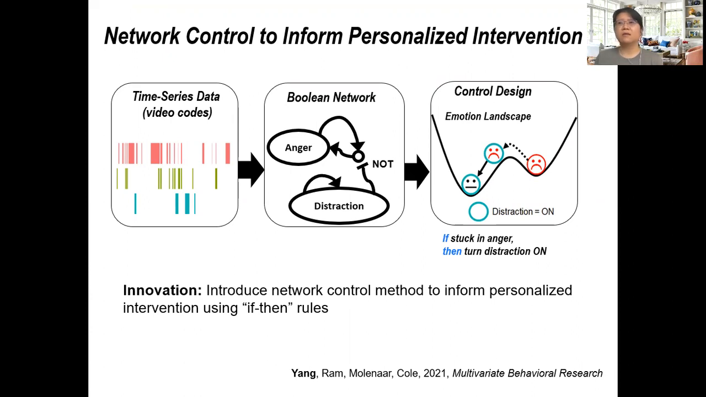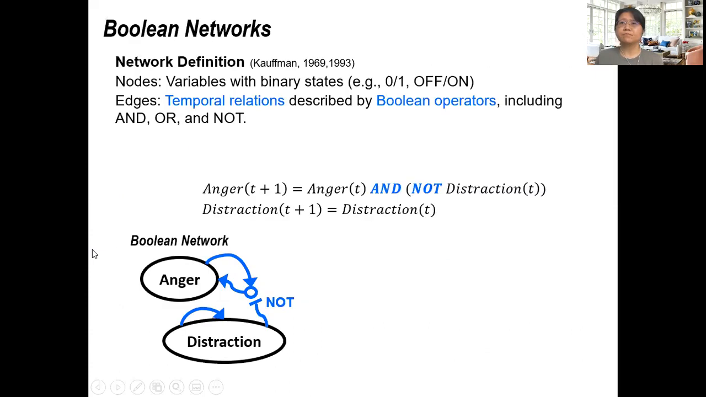neutral state. The innovation of this line of work is to introduce network control literature to psychology applications and then to inform personalized intervention using if-then rules, which is very easy to remember and practice.